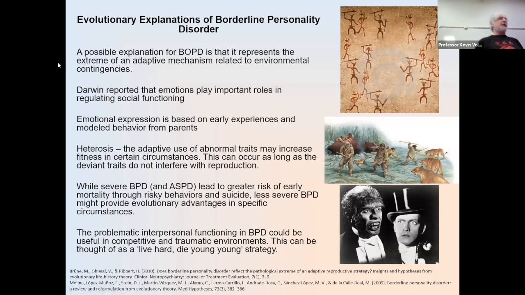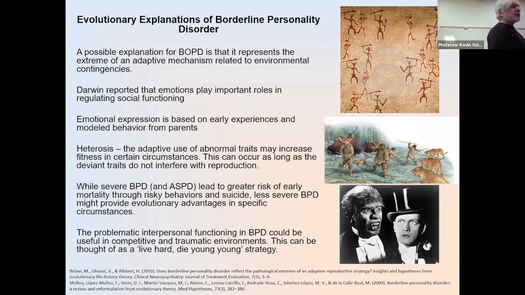Evolutionary explanations, and of course, again, this is where I try to think about all these disorders in these terms. And I think I got a typo there. Oops. Sorry about that. So a possible explanation for borderline personality disorder is that it represents an extreme of an adaptive mechanism related to environmental contingencies. Okay, and Charles Darwin even wrote that emotions play very important roles in regulating social functioning. So emotions and social functioning are very much related to one another. Okay, and so it's not surprising in something like borderline personality disorder that you would have both emotional regulation issues and social functioning issues. Okay?